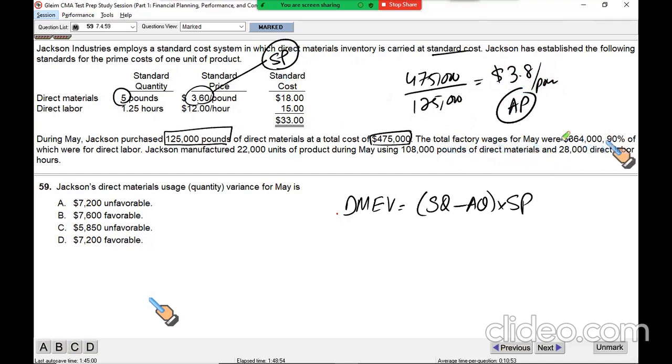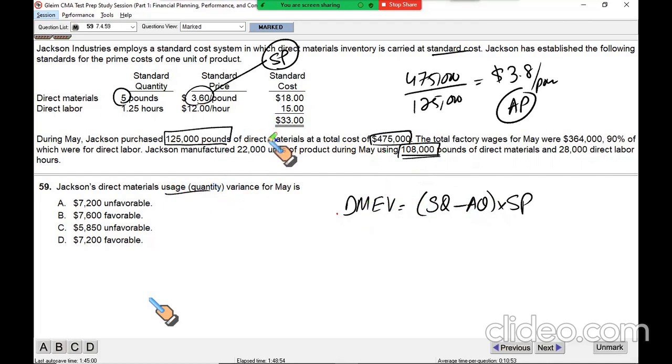The total factory wages, not interested. What else? Using 108,000 pounds of material. This is what was used. Now we need to see, do we have to calculate efficiency variance? Yes, it doesn't require actual quantity purchased. That is for the price variance. We have to calculate the usage variance. We got everything we need.